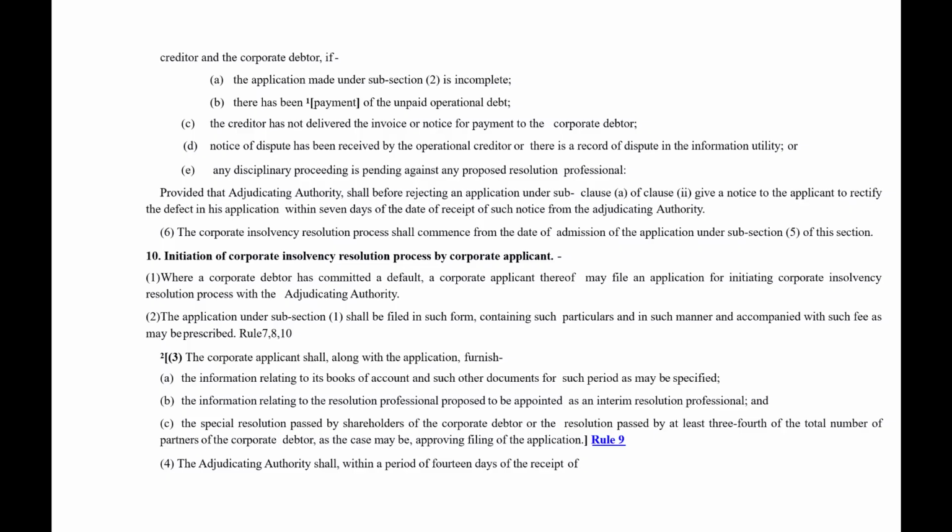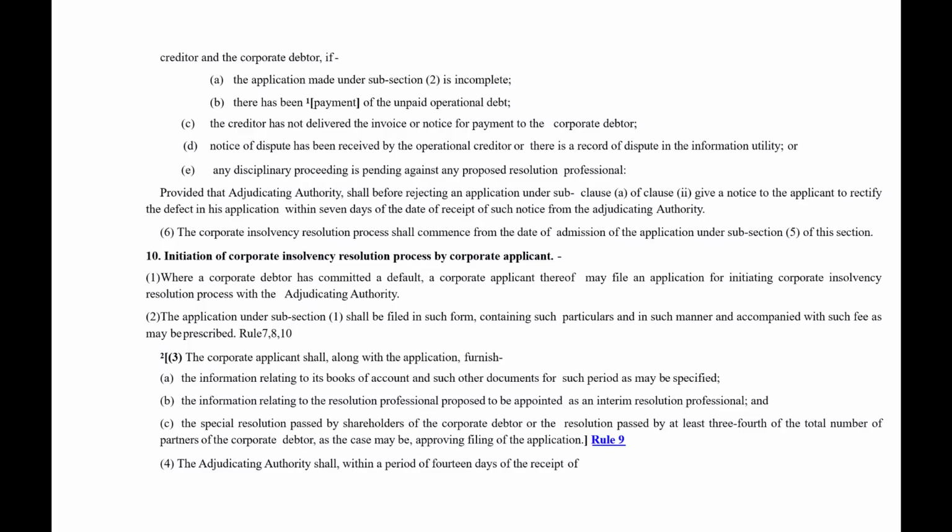The corporate applicant shall along with the application furnish the information relating to its books of accounts, because here the corporate debtor has committed a default and corporate applicant is filing on behalf of the corporate debtor. So they will furnish along with the application the information relating to its books of accounts and such other documents for such period as may be specified. The information relating to the resolution professional proposed to be appointed as IRP and the special resolution passed by shareholders of the corporate debtor or the resolution passed by at least 3/4 of the total number of partners of the corporate debtor in case of LLP. So in case of LLP, the resolution has to be passed by at least 3/4 of the total number of partners.